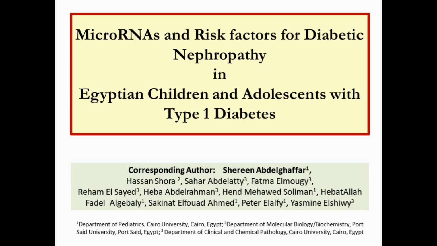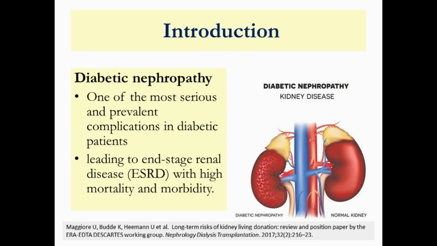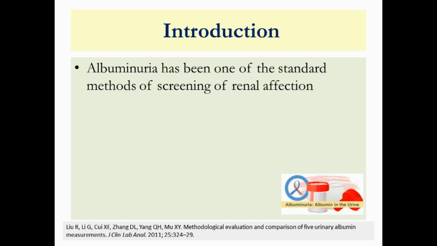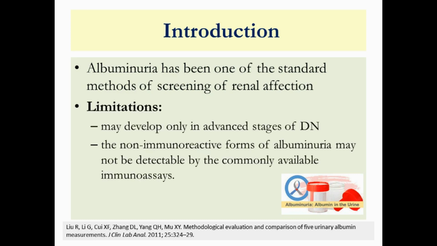This research is about microRNAs and risk factors for diabetic nephropathy in Egyptian children and adolescents with type 1 diabetes. Diabetic nephropathy is one of the most serious and prevalent complications in diabetic patients, leading to end-stage renal disease with high mortality and morbidity. Albuminuria has been one of the standard methods of screening of renal affection, but it has many limitations.